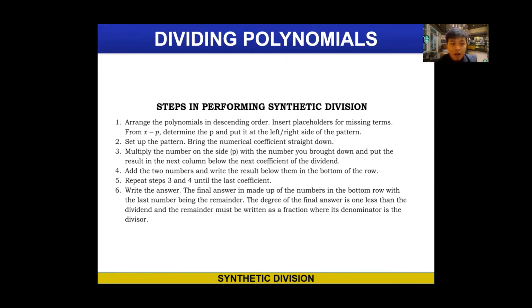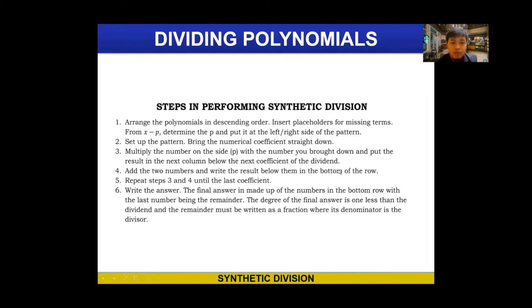First, arrange the polynomials in descending order. Insert placeholders for missing terms, as I have mentioned in the previous slide. So from x minus p or x minus a, determine the p or a and put it at the left or right side of the pattern. Second, set up the pattern. Bring the numerical coefficients straight down. So meaning we will just copy the numerical coefficients of every term in the given.